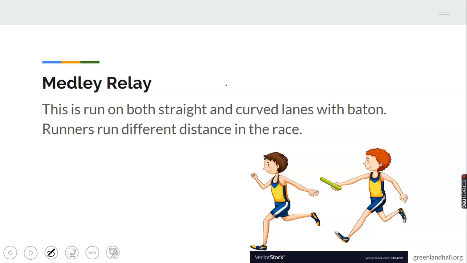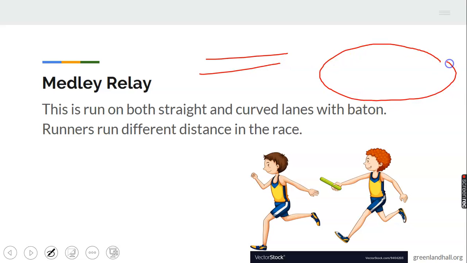We have the medley relay. This is run on both straight and curved lanes. That is, the lanes can be straight and they can also be curved, like you have in a football field. So it is run on both straight and curved lanes with a baton. And runners run different distances in the relay. The first person may run like 50 meters. The second person runs like 100 meters. You know, it's different. The distances they cover are different.